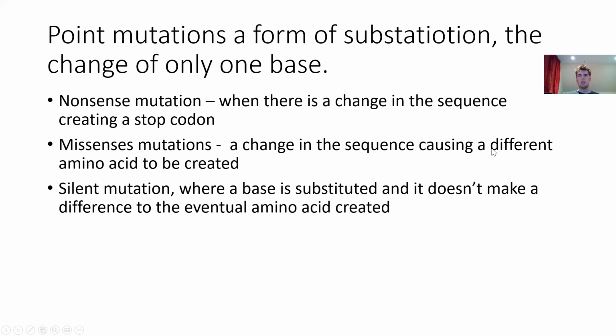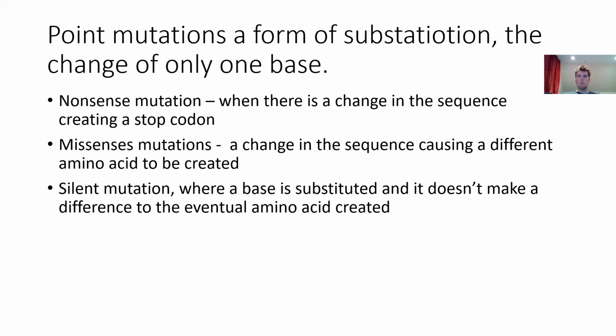There's missense mutations, a change in the sequence causing a different amino acid to be created. Obviously this is pretty big, so there'll be a change in the base sequence. So for example, a G is replaced with a T, and this will change the whole amino acid. So a completely different amino acid will be created, which will obviously stop the functionality of a protein.